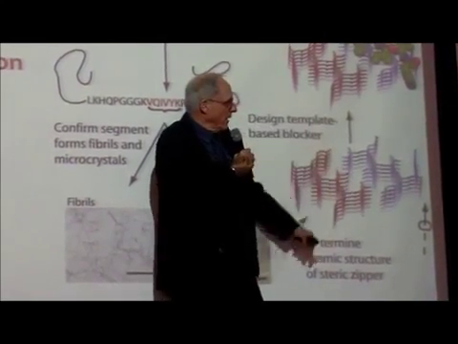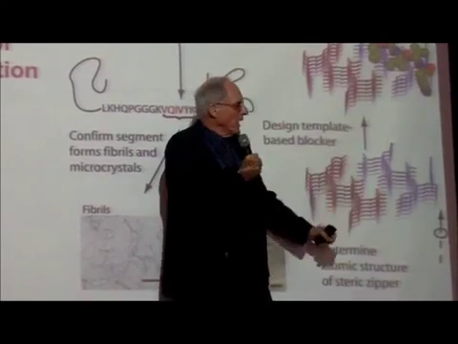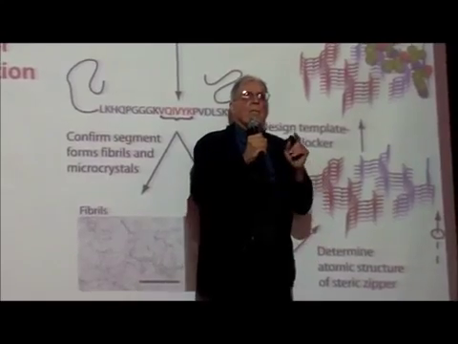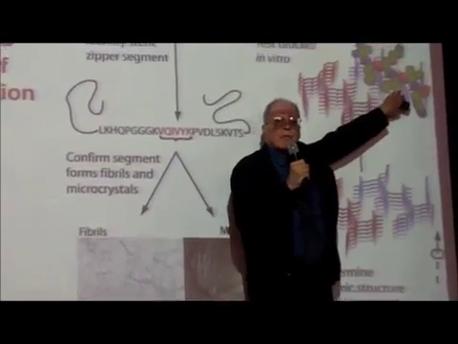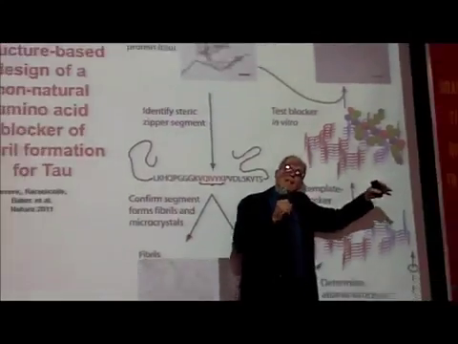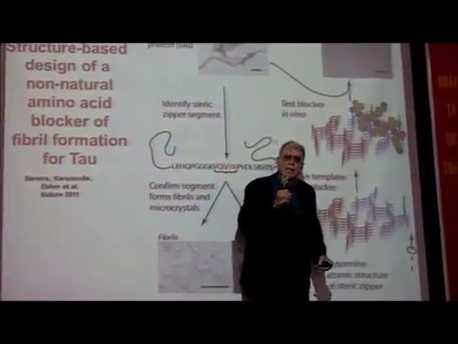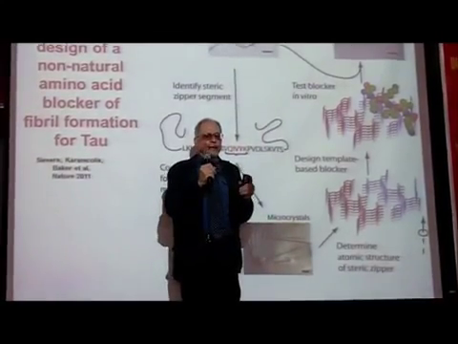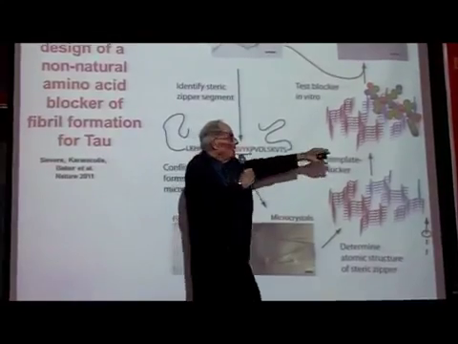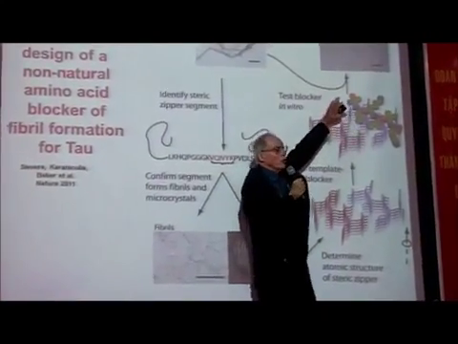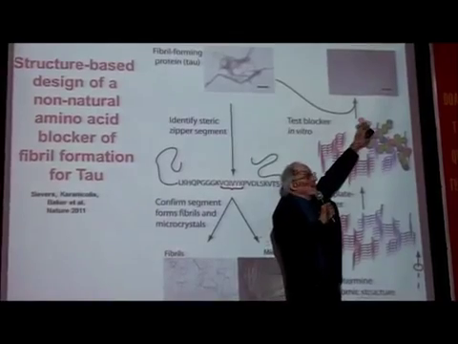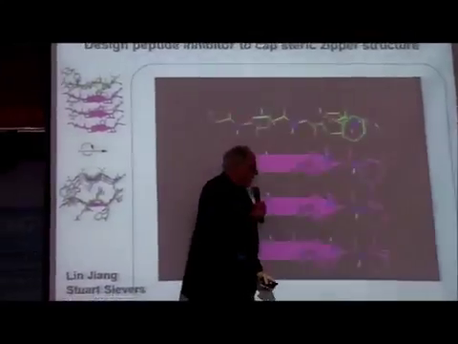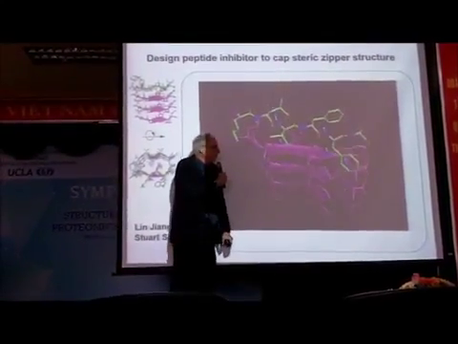Here's the axis of the fiber in the steric zipper. And now that we know the structure, we can design a peptide which sits on top of the steric zipper and prevents another layer from forming. So that's an inhibitor. And in this case, we designed an all-D amino acid peptide. And if we take this inhibitor and put it in a solution of the protein tau, it completely prevents fibers from forming.